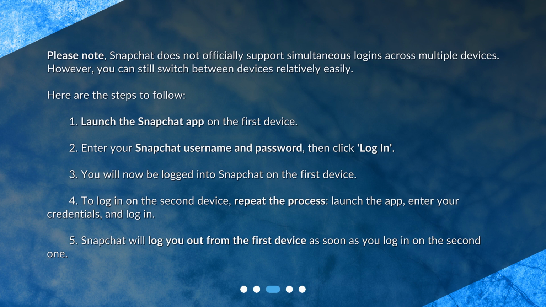1. Launch the Snapchat app on the first device. 2. Enter your Snapchat username and password, then click Log In. 3. You will now be logged into Snapchat on the first device. 4. To log in on the second device, repeat the process. Launch the app, enter your credentials, and log in. 5. Snapchat will log you out from the first device as soon as you log in on the second one.